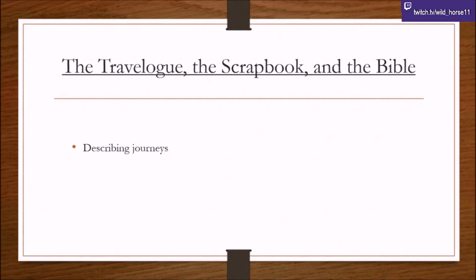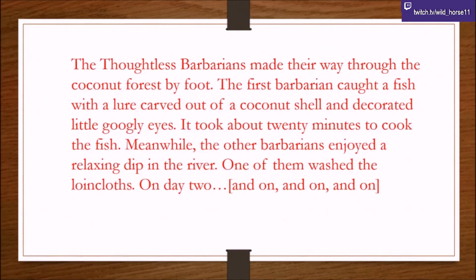Here's an example of a travelogue. The thoughtless barbarians made their way through the coconut forest by foot. The first barbarian caught a fish with a lure carved out of a coconut shell and decorated with googly eyes. It took about 20 minutes to cook the fish. Meanwhile, the other barbarians enjoyed a relaxing dip in the river. One of them washed the glowing cloths. On day 2, and on and on and on.